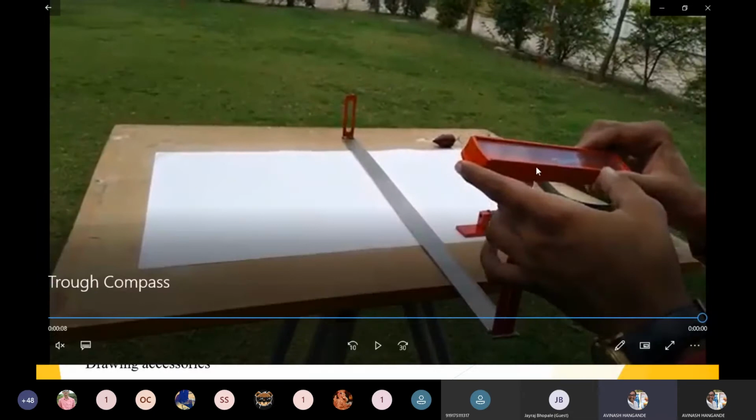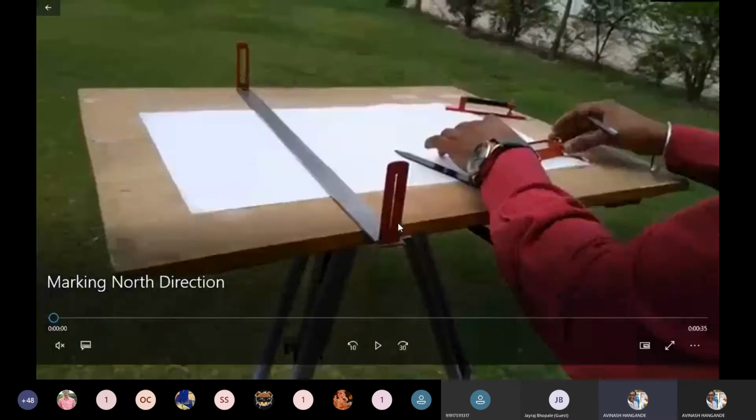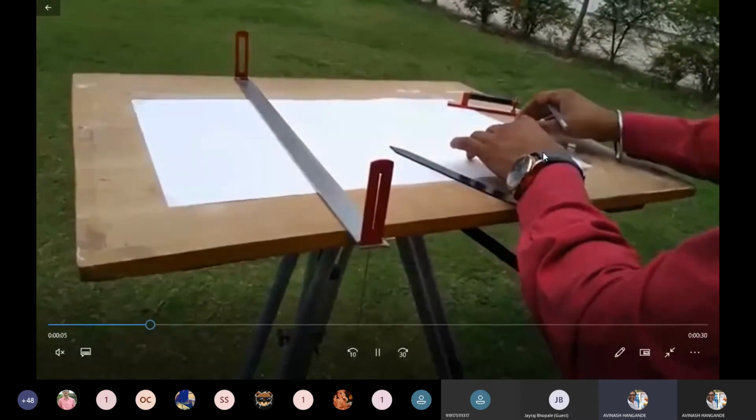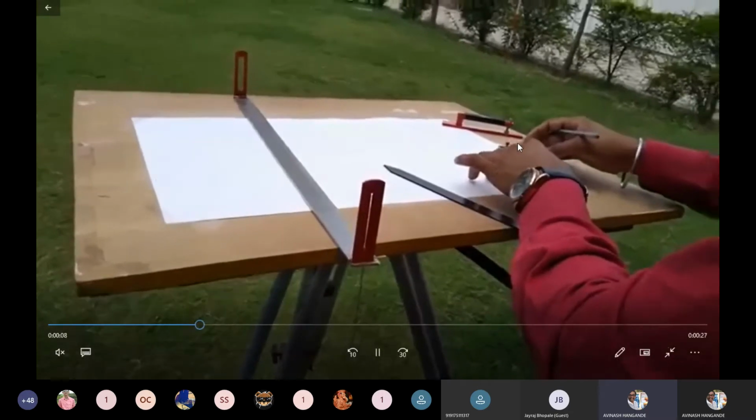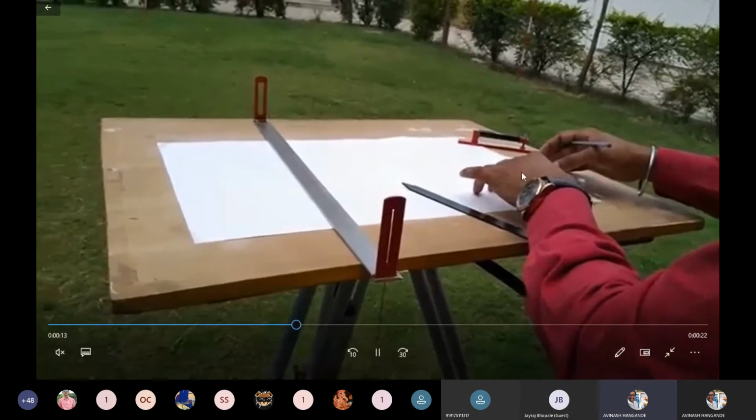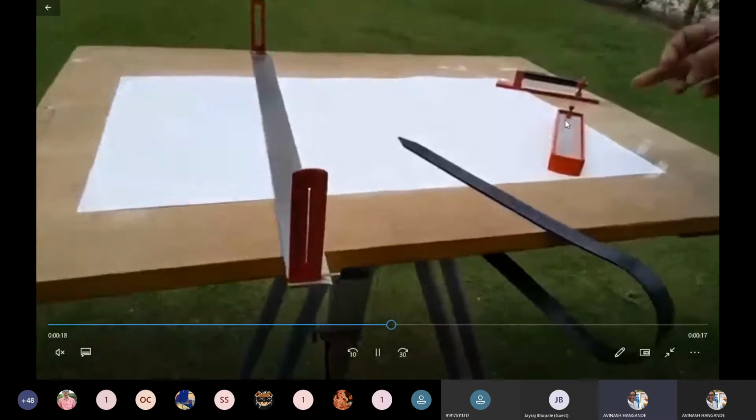So that trough compass contains a magnetic needle which shows the north direction. Here we have one screw to release that magnetic needle. And what does this trough compass do? It is used to mark the north direction. So look here. We rotate our trough compass until the north direction is seen. Here that needle is now showing us the north direction.